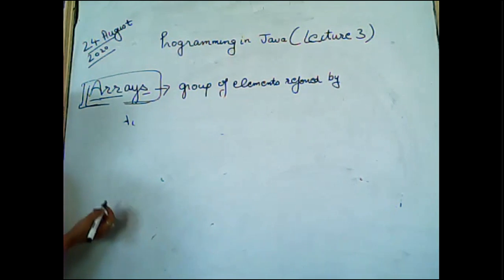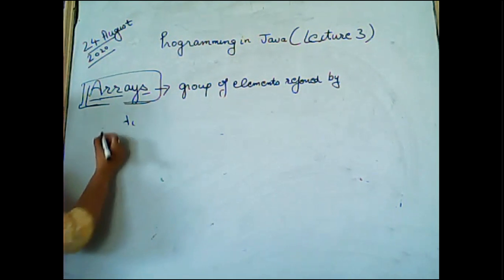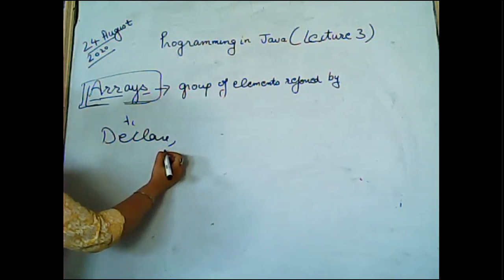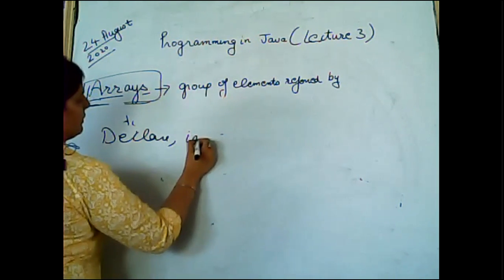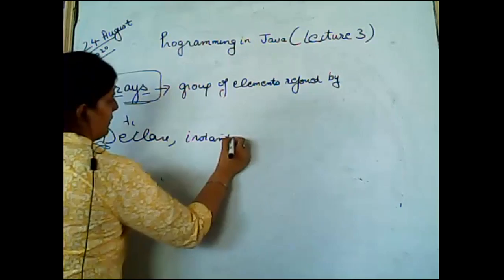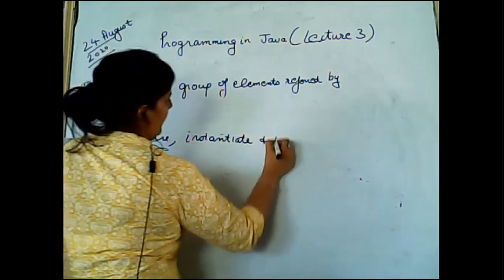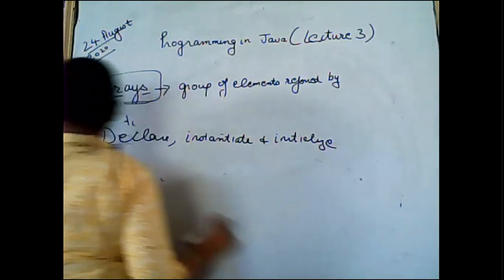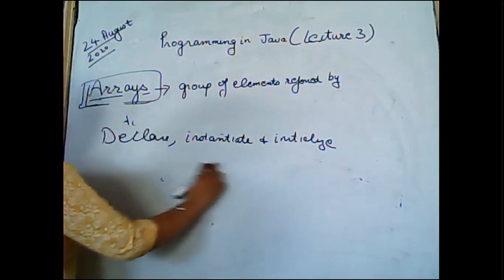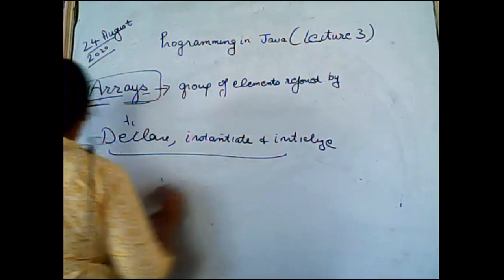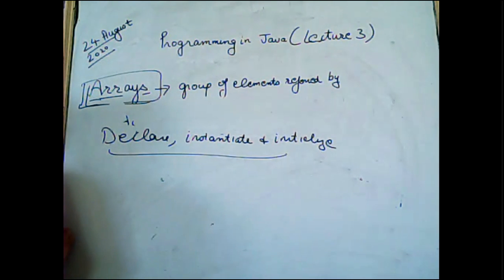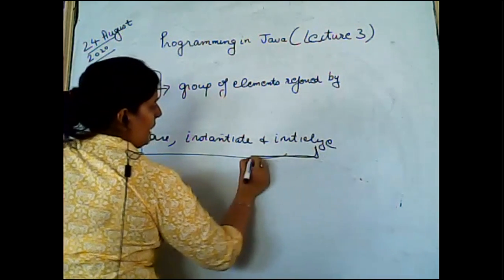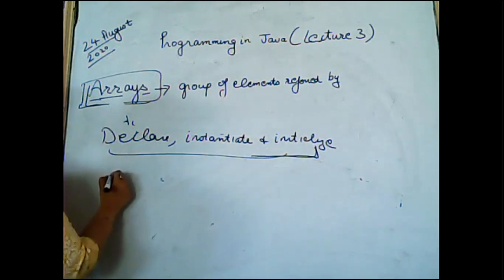That is using the for loop. The second thing is how we can declare, instantiate and initialize. We can use all these concepts together. We can declare, instantiate, and initialize, and that can be done in combination also. How? Like this.